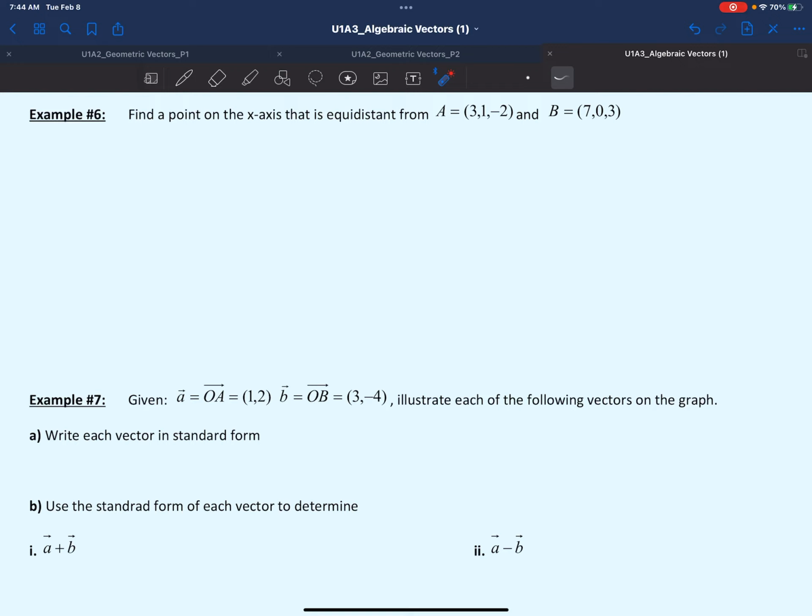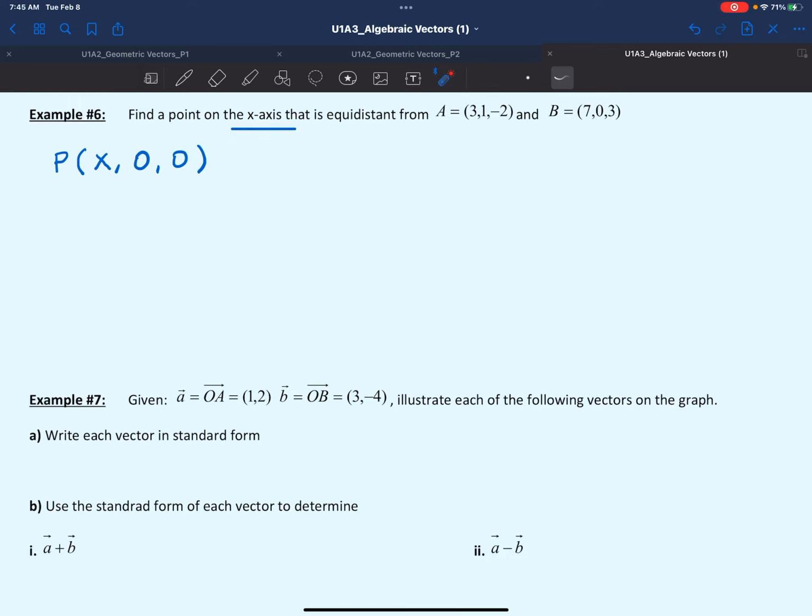So in the next example, we have to find a point on the x-axis that is equidistant from points A and B as described. So I'm going to start off with the point on the x-axis. So we have to define the point on the x-axis. Obviously, notice here we are in 3D. And I'm going to call this point on the x-axis the point P. Remember that on the x-axis, the y and the z coordinates will be 0. So it makes sense to identify this point as some point with coordinates x, 0, 0.